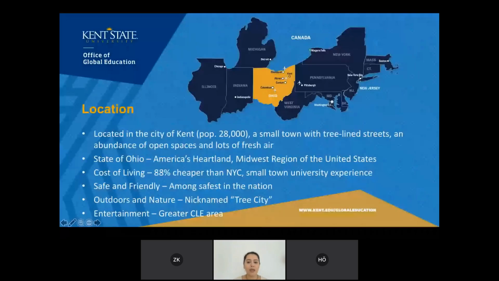Briefly, some facts about Kent State. We are located in the city of Kent in Ohio. We're in a small town that's very green, with a lot of trees. So you get a very small, very friendly, very safe environment, but at the same time, you're very close to a lot of different cities such as Chicago, Pittsburgh, Columbus, Cleveland, etc. The cost of living in Kent is 88% cheaper than New York City. So definitely you get a lot of value for your money.